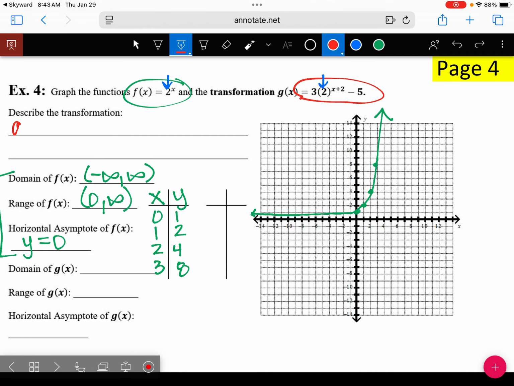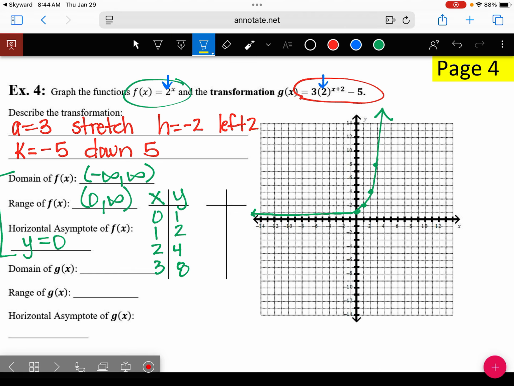And when A is 3, does that make it stretch or compress? Who says compress? Who says stretch? I agree. Good job. Now let's look at my exponent. In the exponent, it says plus 2. That means H is negative 2, which is going to move the graph left 2. And then the superstar is in the backyard. That's negative 5. That's going to move it down 5.